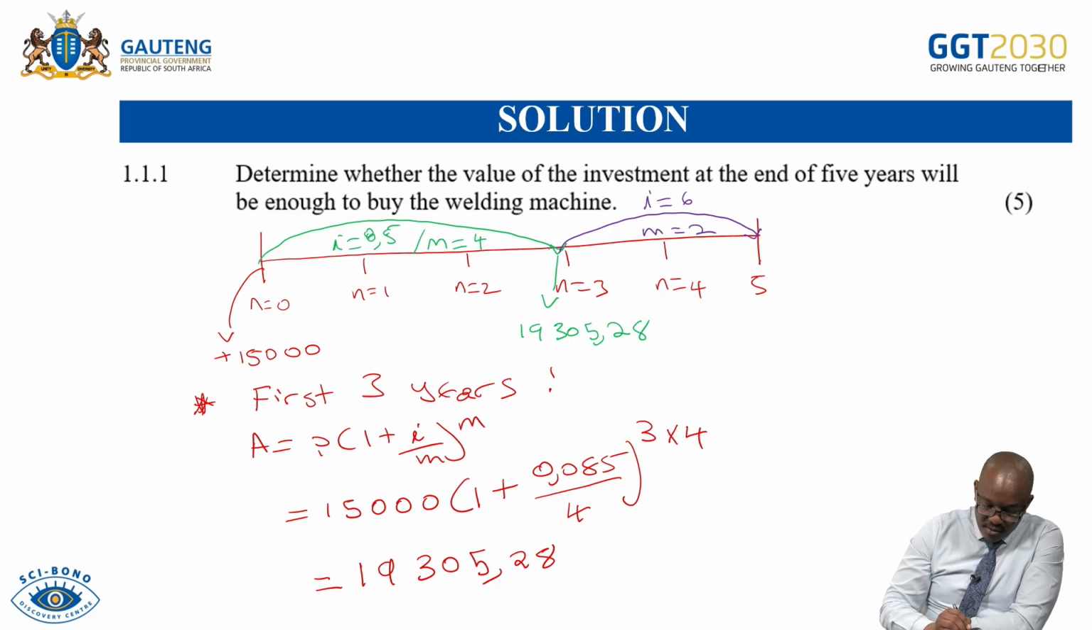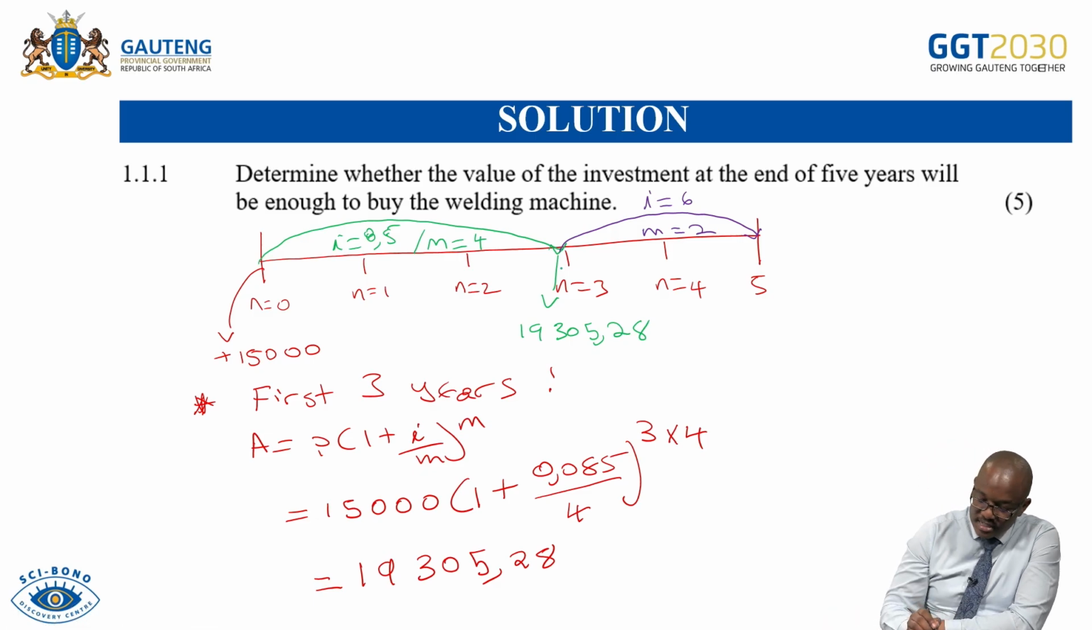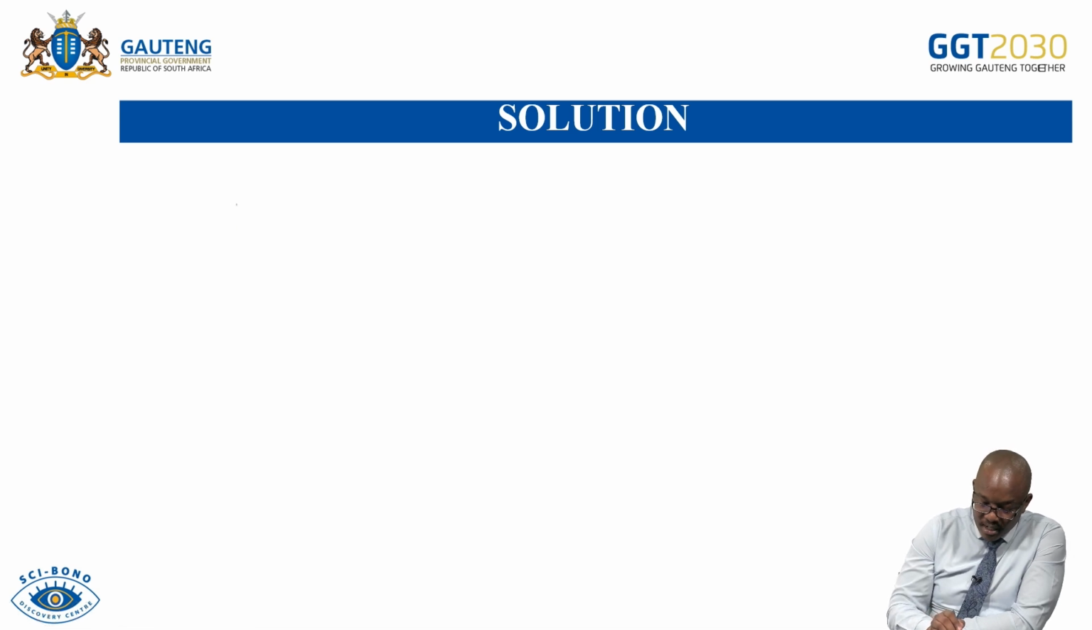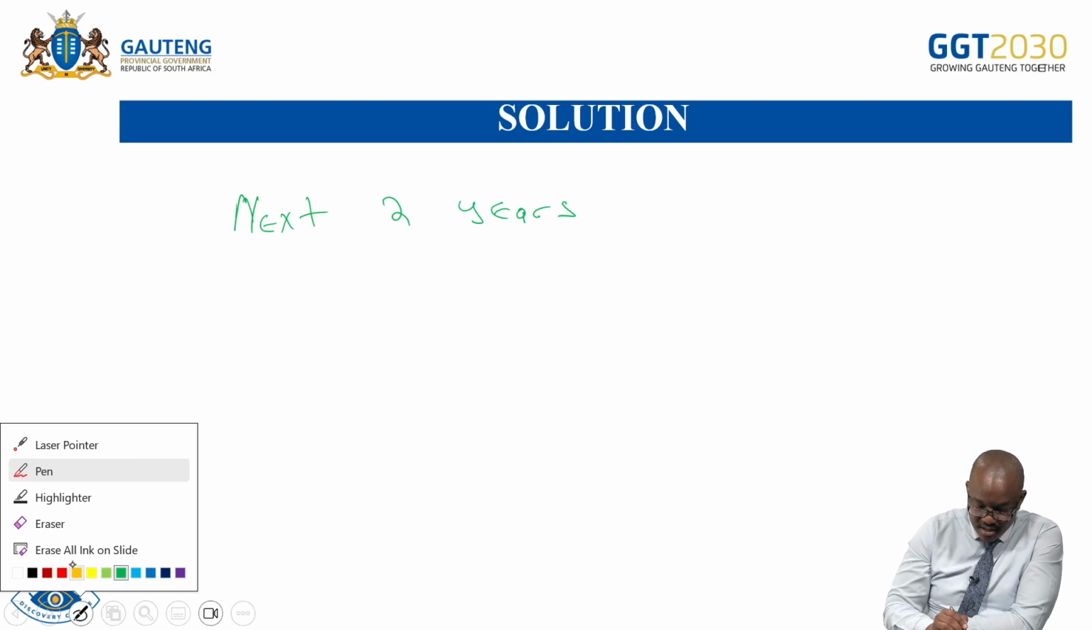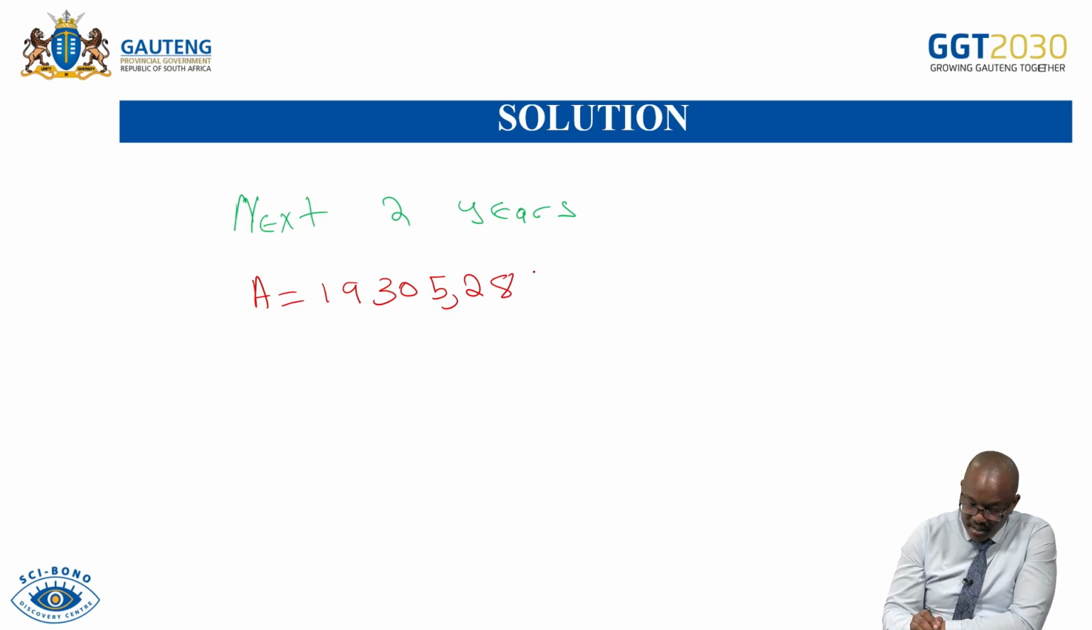Correct? So now, what is happening now? We are going now to calculate for the next 2 years. Remember, for the next 2 years is just the remaining years from year 3 up until year 5. So now, how are we going to deal with that? The next 2 years, then what do we do there? We still utilize the very same formula, but remember our amount there was 19,305.28. Correct? And then we have 1 plus.